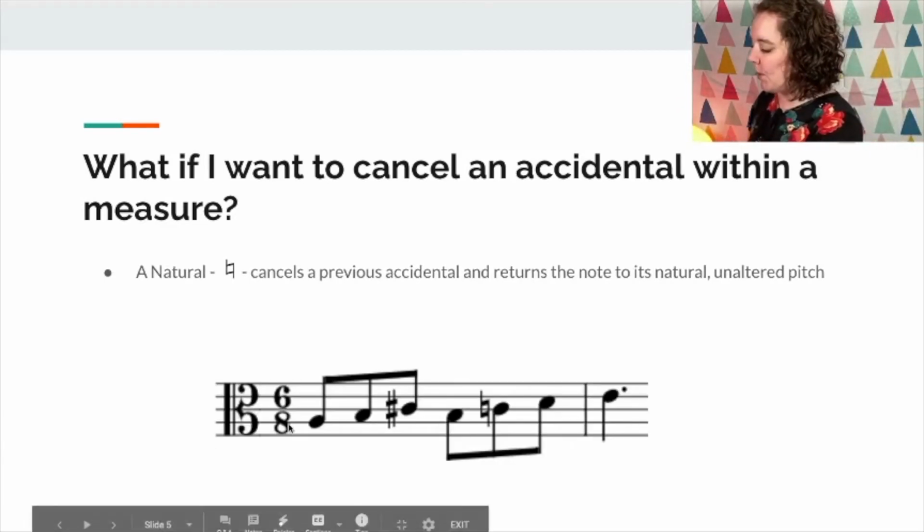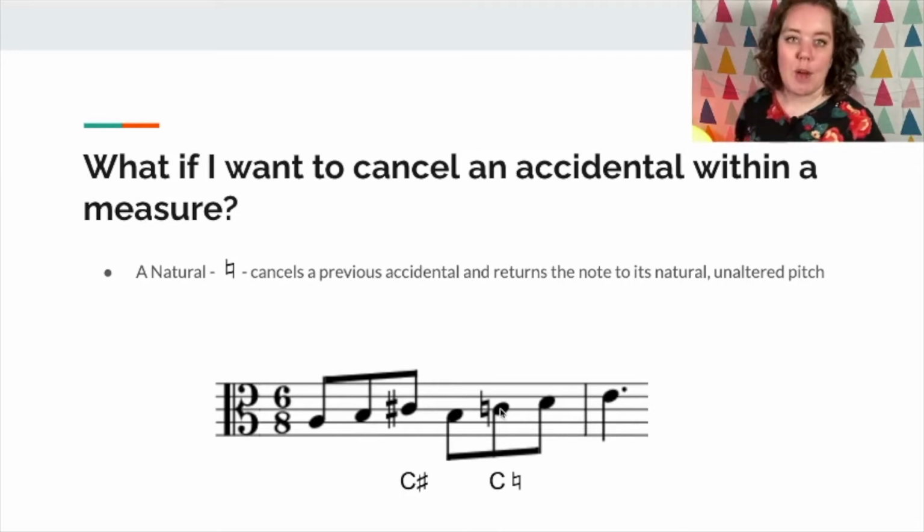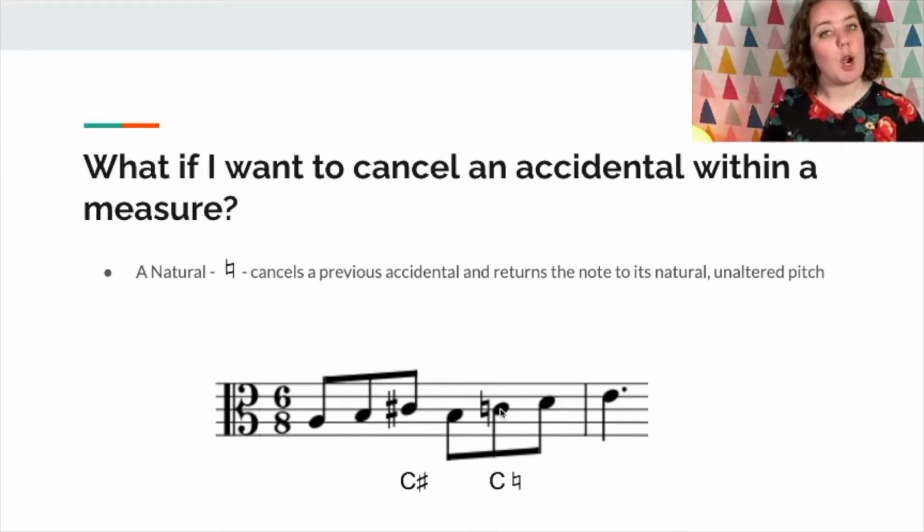So here's an example. We've got in this C clef, alto clef, guys, A, B, C sharp, going back to B, and then now we have C natural. So it goes back to just normal C rather than holding on to that sharp in the same measure.